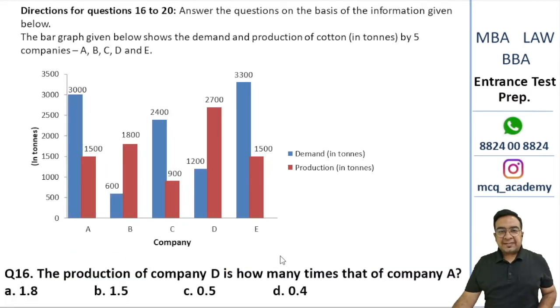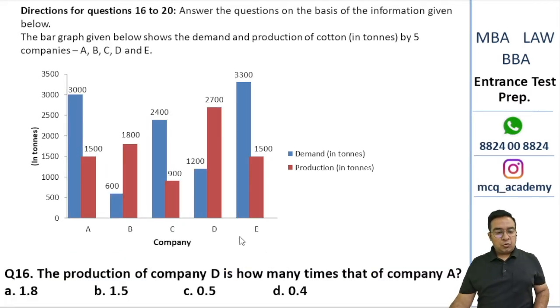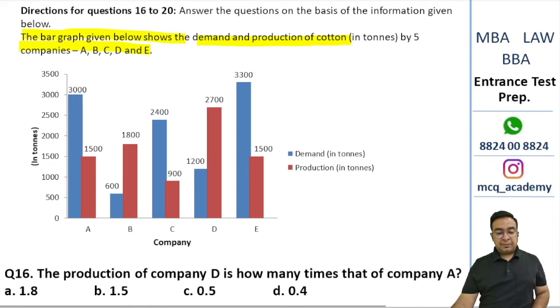Moving on with the next set of questions, question number 16 to 20. The bar graph given below shows the demand and production of cotton in tons by 5 companies A, B, C, D, and E. So the blue bars represent demand and the red bars represent the production values for different companies A, B, C, D, and E. Question number 16. The production of company D is how many times that of company A?